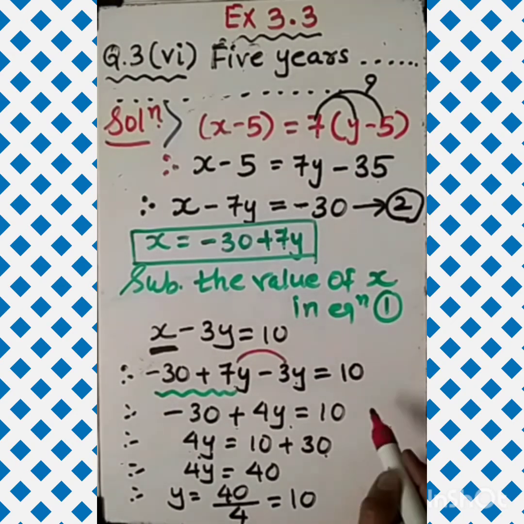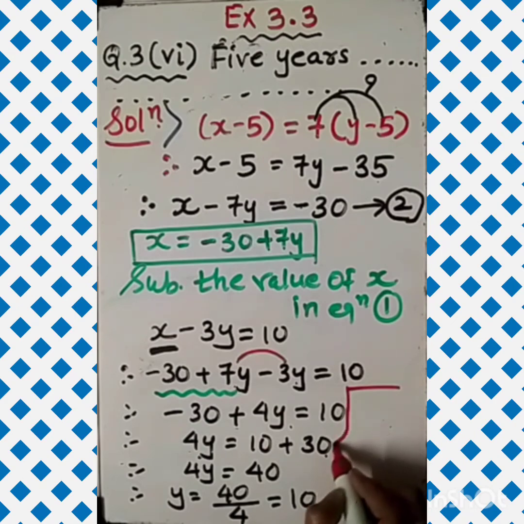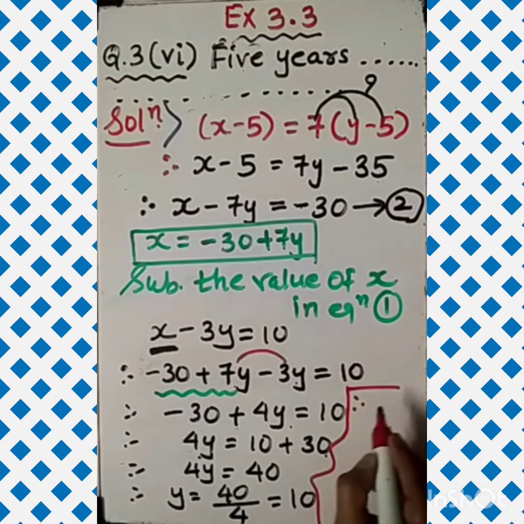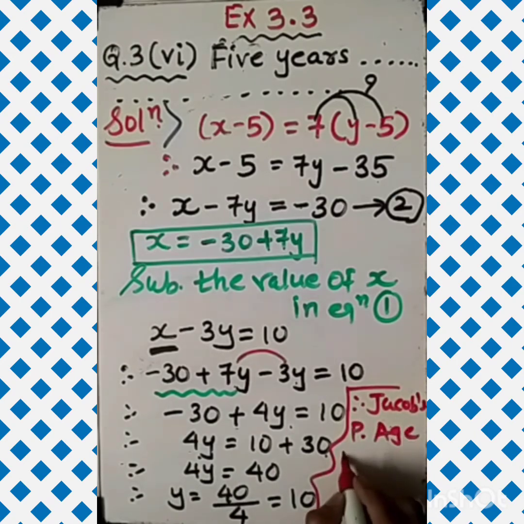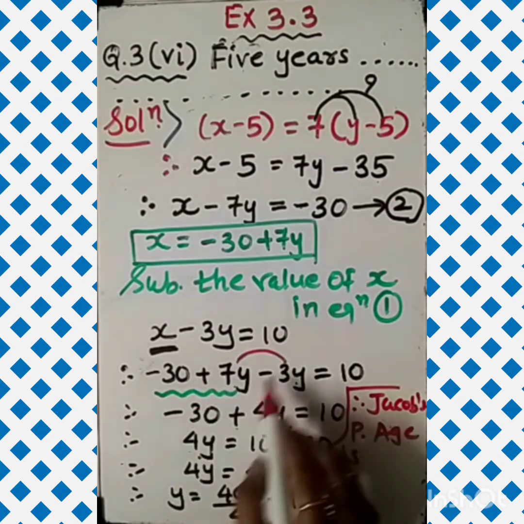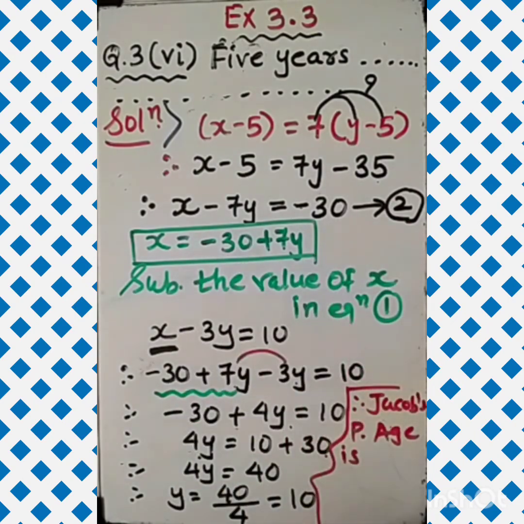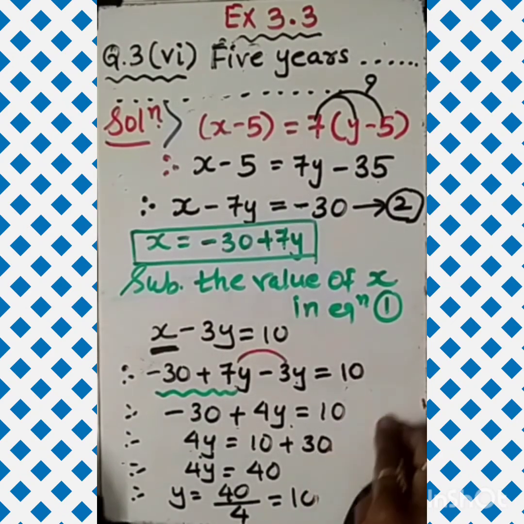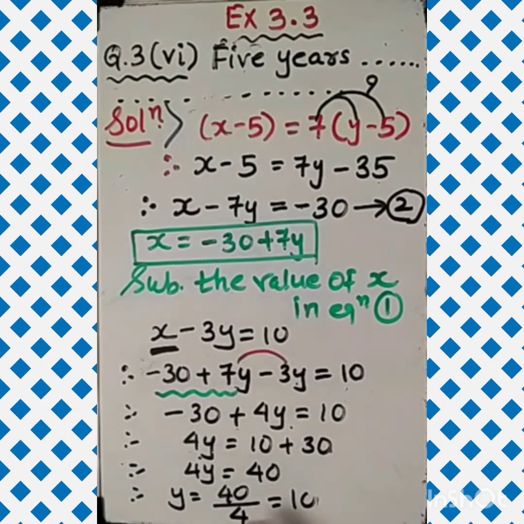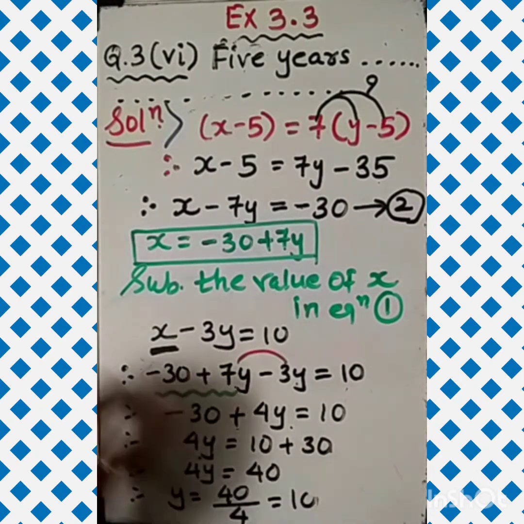Jacob's present age, I am mentioning it here in short. Therefore, Jacob's present age is x. What was our x? We still need to find the x also. We have found only y, so we need to work on that also. We are continuing this. Y equal to 10, we got the value of y.